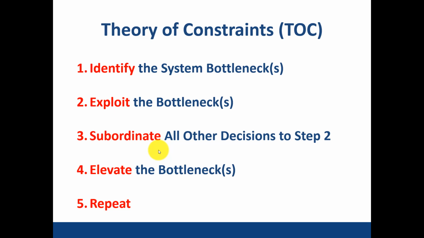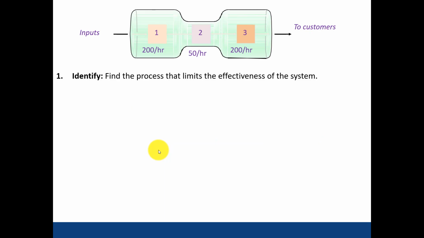Number 3, subordinate, elevate, and repeat. So I'm going to explain more precisely. Number 1, identify. That means find the process that limits the effectiveness of the system. Here, station number 2, clearly. Number 2, improve the rate of the constraining process.